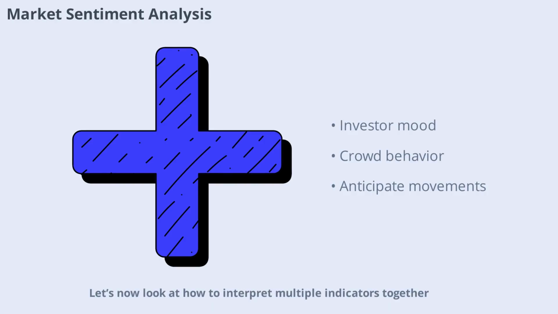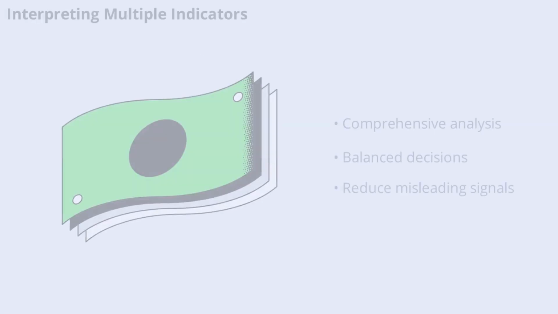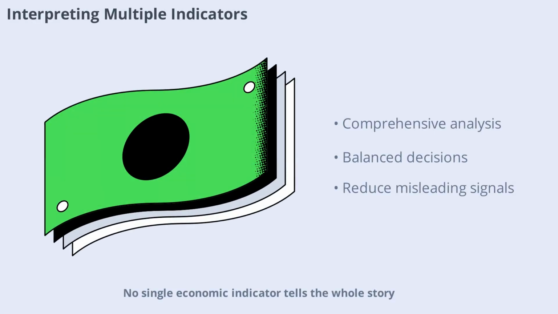Let's now look at how to interpret multiple indicators together. No single economic indicator tells the whole story. Savvy investors look at a combination of indicators to get a comprehensive view of the economy. By analyzing trends across GDP, inflation, employment, and other metrics, investors can make more balanced decisions. This holistic approach reduces the risk of relying on misleading signals.